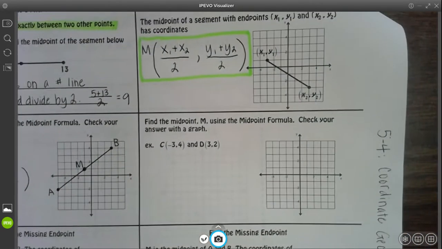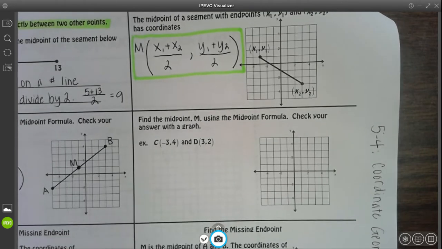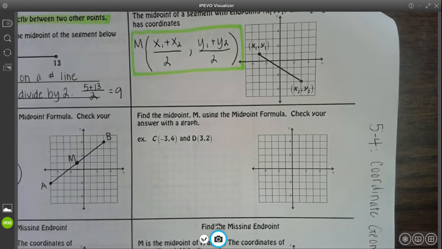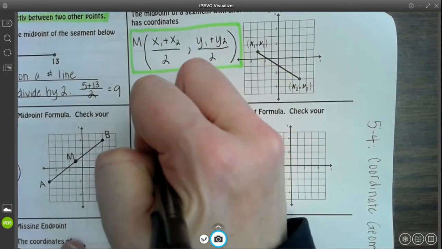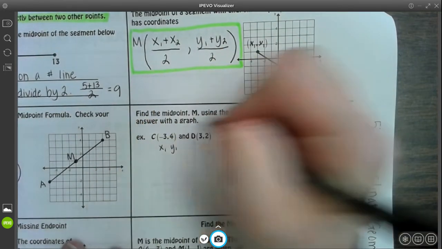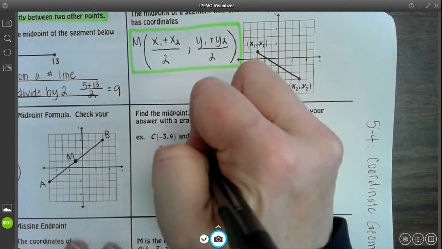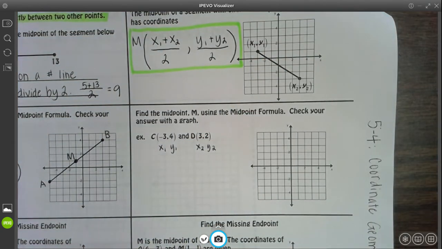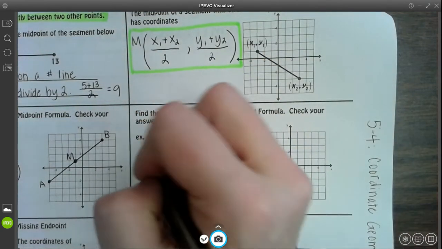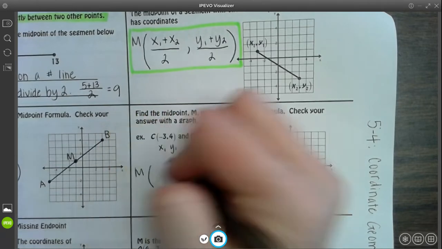Okay, the next one is the same idea. Find the midpoint using the formula and check the answer with the graph. So with this one, I'm going to use this as my x sub 1, y sub 1, and this is my x sub 2, y sub 2. All right. And we're going to go ahead and use our formula.